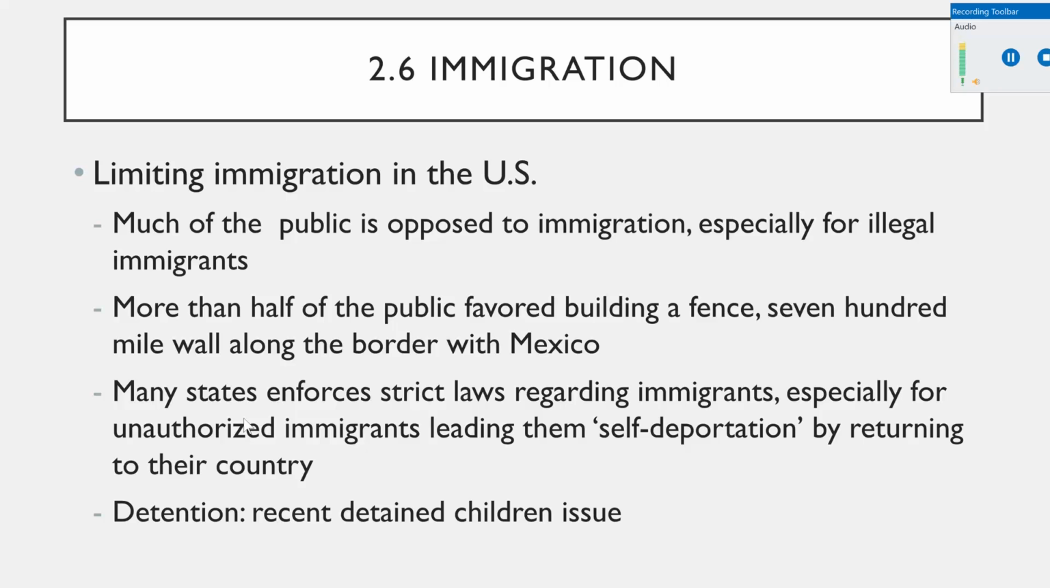About 66% of the people had a negative, slightly negative, or moderate view toward illegal immigrants. And more than half of the public favored building a 700-mile fence along the border with Mexico. As you know, this was surveyed according to the data of 2011.